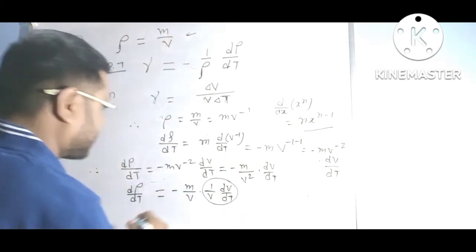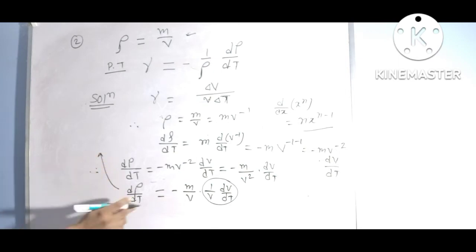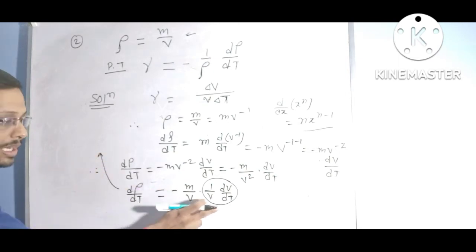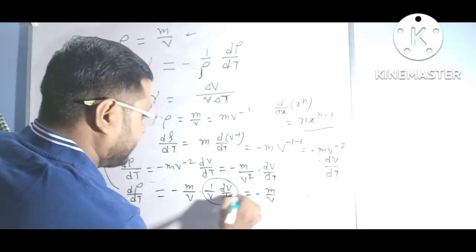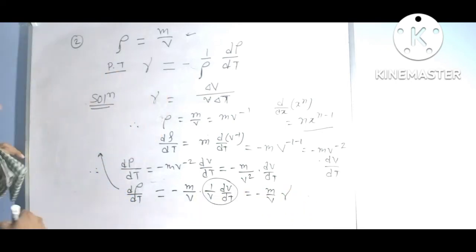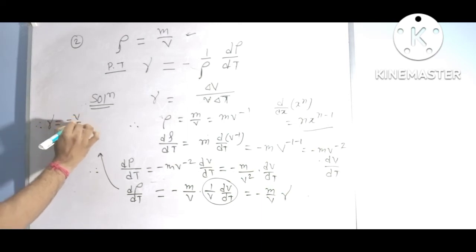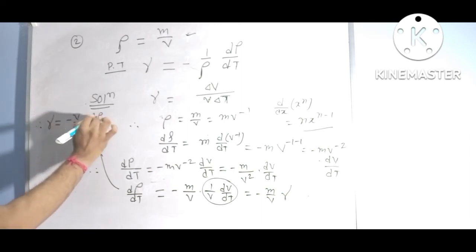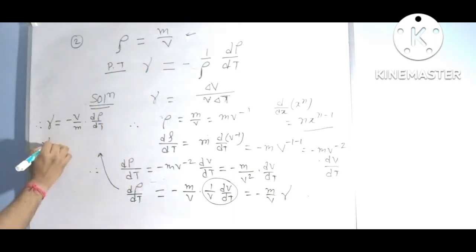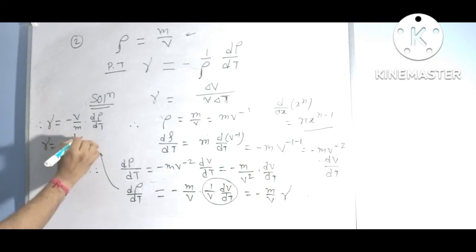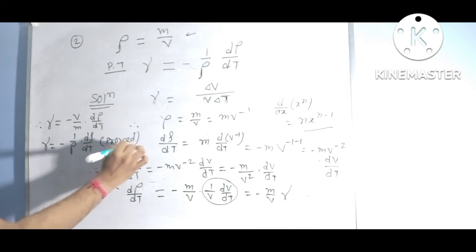Therefore from this, we write d rho by dt equal to minus m by v into 1 by v dv by dt, where 1 by v dv by dt is the volume expansion gamma. Therefore we get gamma is equal to minus v by m into d rho by dt. m by v is equal to rho, that is v by m is 1 by rho. So gamma is minus 1 by rho into d rho by dt. Proved. I hope you understand it.